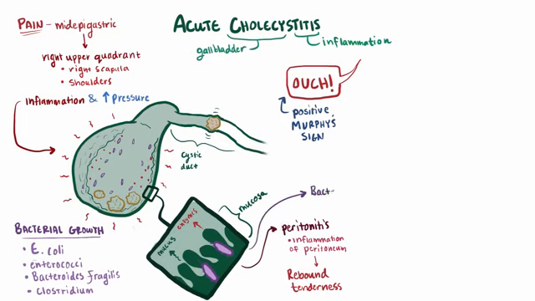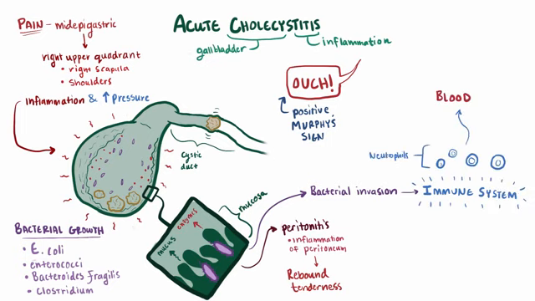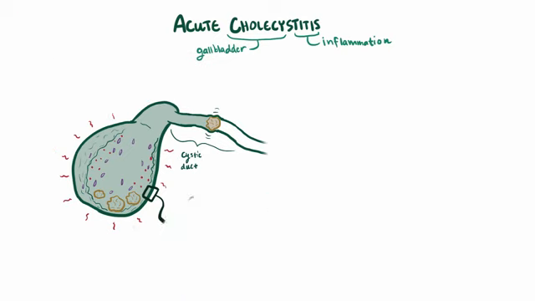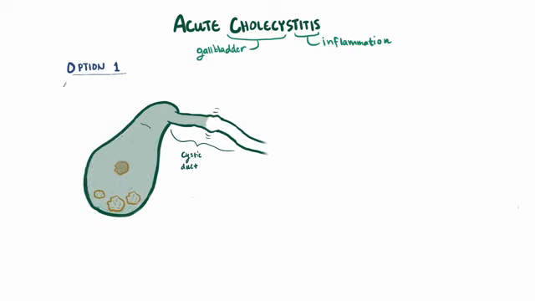Finally, since the bacteria started invading the mucosa and the tissue, the patient's immune system kicks in, ramping up the neutrophils in the blood and leading to neutrophilic leukocytosis, and likely also causing a fever. At this point, one of two things can happen. First, the stone could fall out of the cystic duct, which is great, and then the symptoms and cholecystitis eventually subside. This actually happens in the majority of cases.